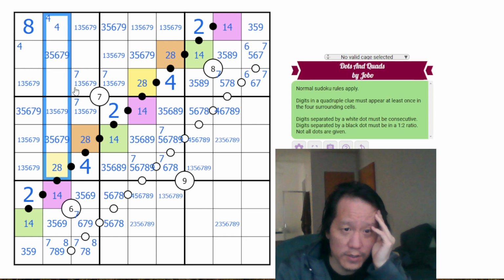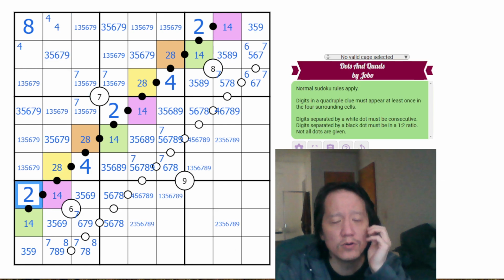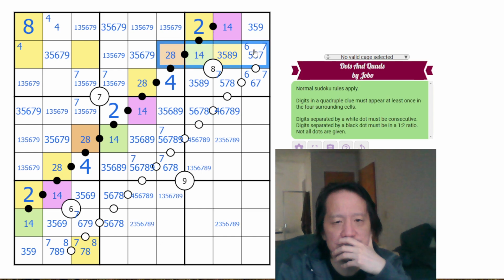Yellow cannot be here or here. Yellow, interesting, has to be one of these two. Cannot be here or here. So it would have to be one of these three. And then it would have to be one of those two. Orange cannot be here or here.